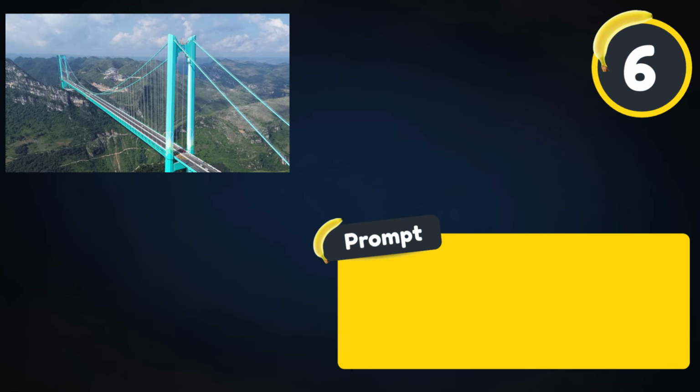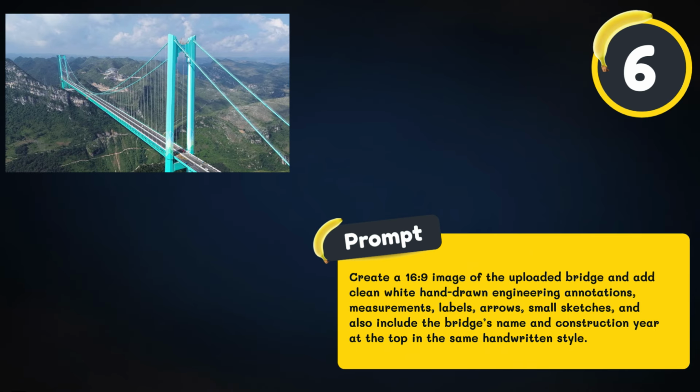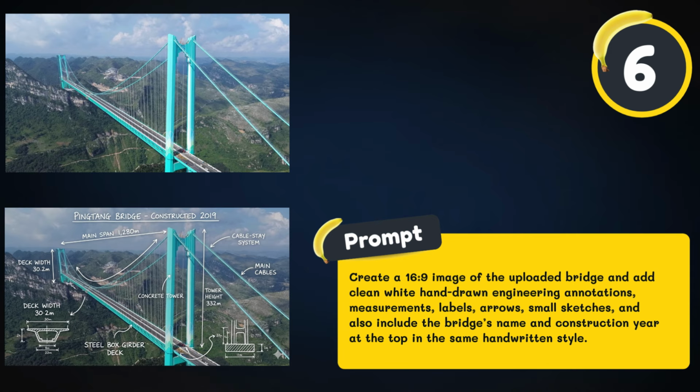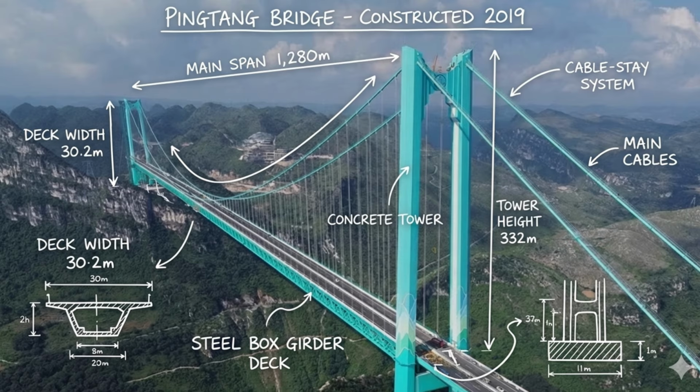For this use case, I uploaded a bridge photo and asked Nano Banana Pro to turn it into an engineering-style visual. The model didn't just add random arrows, it actually labeled the main structural components, highlighted the spans, marked the tower height, and even drew small technical sketches around the image.